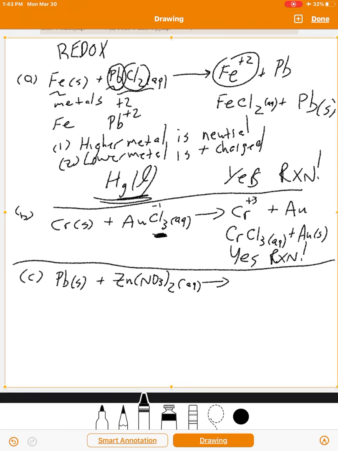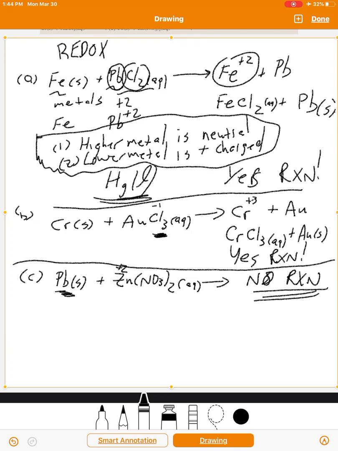Zinc is not the neutral one. Zinc is part of this compound, is plus 2. The neutral one is lead. So the one that's higher up is zinc, not lead. If lead were higher up, then there'd be a reaction, but since the neutral one is lower down, there's no reaction. It's that easy. Okay? You just have to remember this. The higher metal has to be neutral. If it's not, then there will not be a reaction.